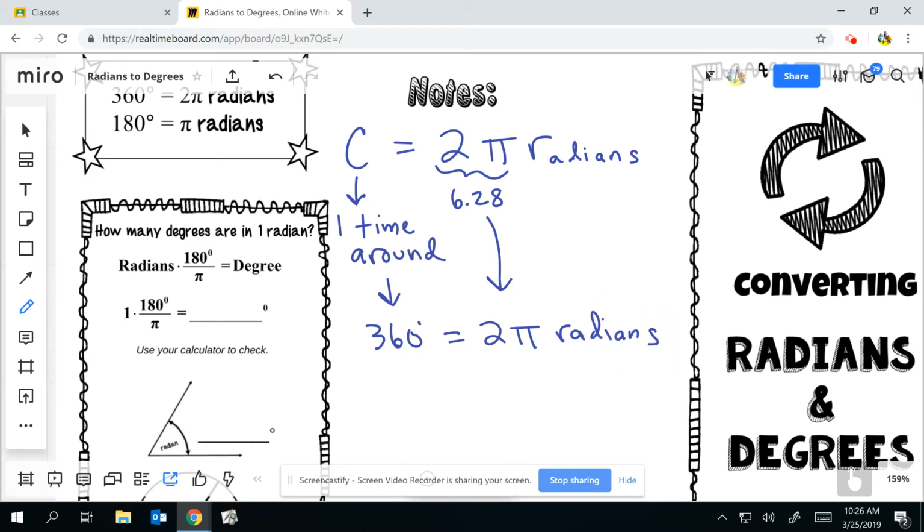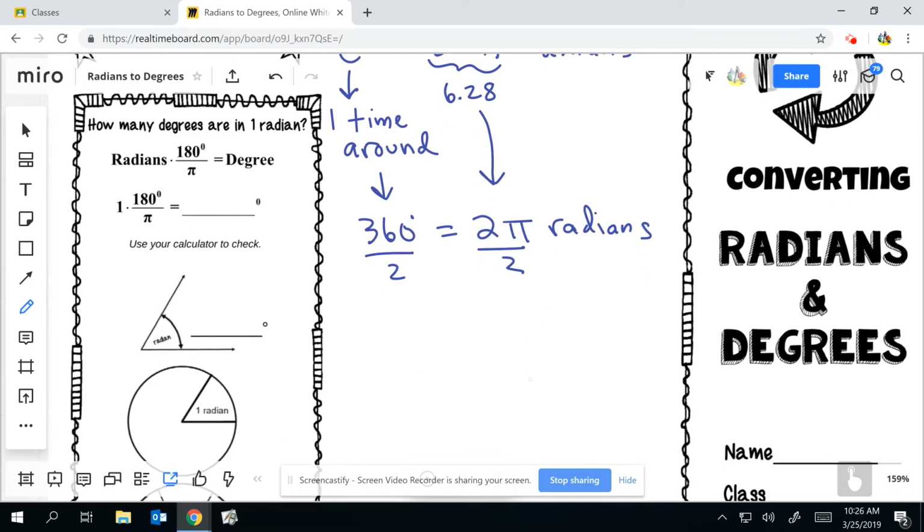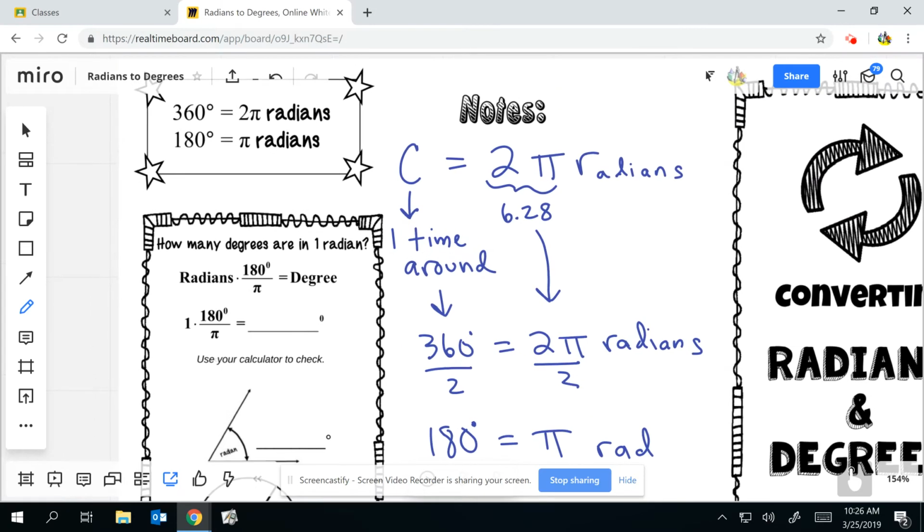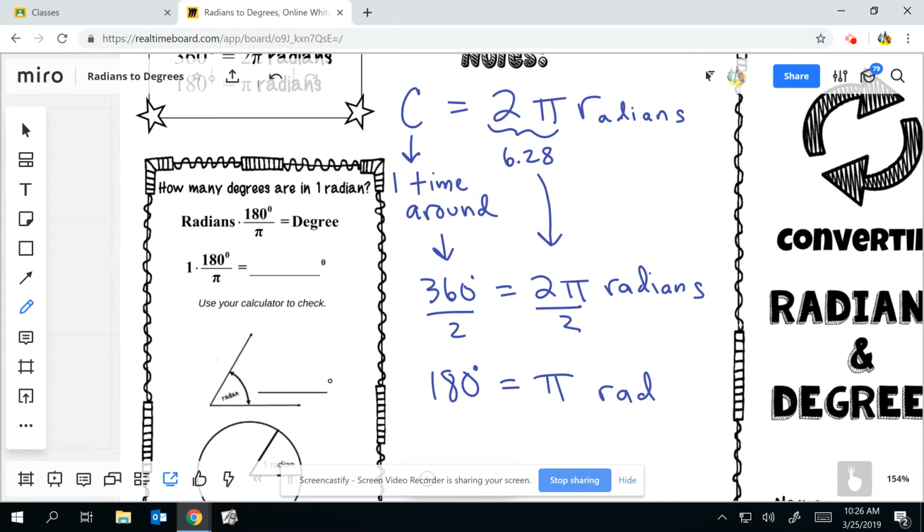Well, they don't like to leave it without being reduced. If you notice, both sides are even numbers, so you could divide them both by 2. That means 180 degrees is the same as pi radians. Now you could use both of those: you could say 360 is 2 pi, or you could say 180 is pi. But it's better to use 180 as pi, it's more reduced. That's what they're looking for. So we went from the circumference formula to showing how to convert from radians to degrees at the bottom there.